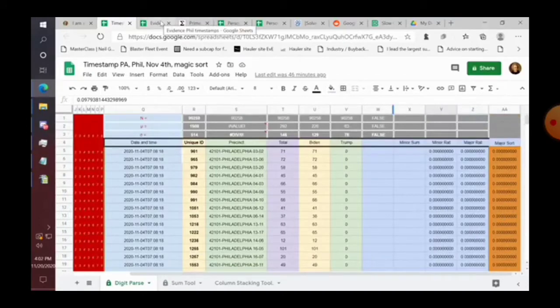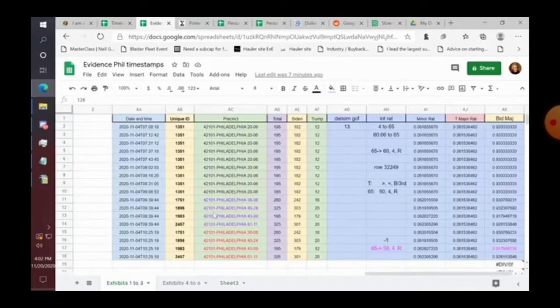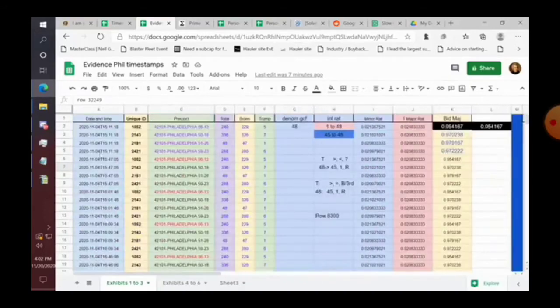So we're going to look at some particular exhibits of the shenanigans that I found. And this is how I have finally figured out how Dominion works. So Exhibit 1. This starts on row 32,249. Okay, sorry, it starts on row 8,300. This is the first exhibit.